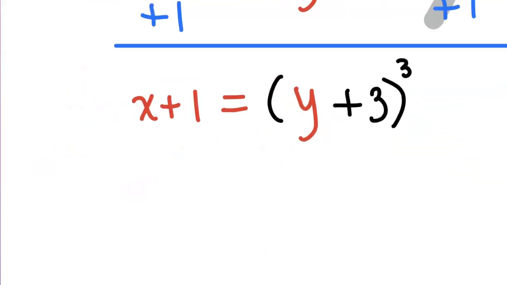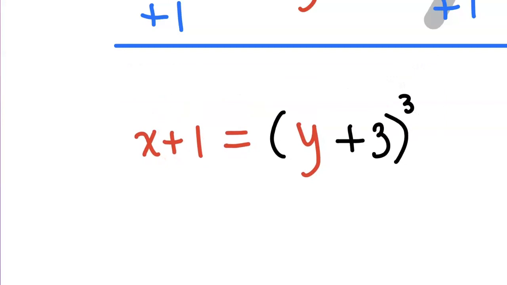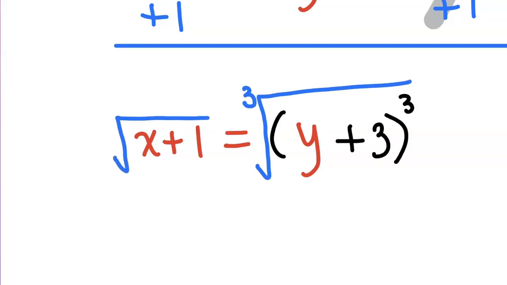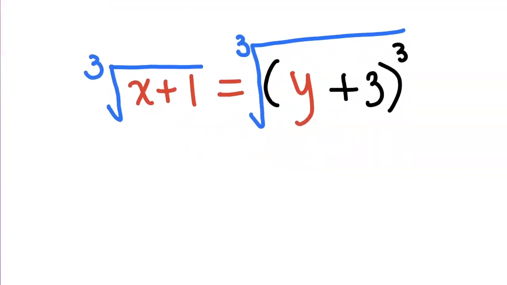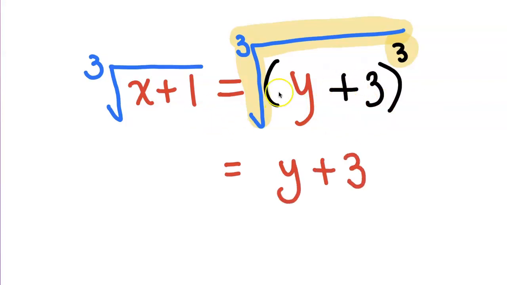How do you get rid of cubing? Well, this is where we are going to take a cube root of both sides. So look, when you take the cube root of the right side and the cube root of the left side, the cubing and the cube rooting, I'll highlight that, this cube root symbol and this little exponent of 3, they cancel each other out, okay? The only thing left is this y plus 3 that was inside. So that comes straight out. No more cube rooting or cubing.